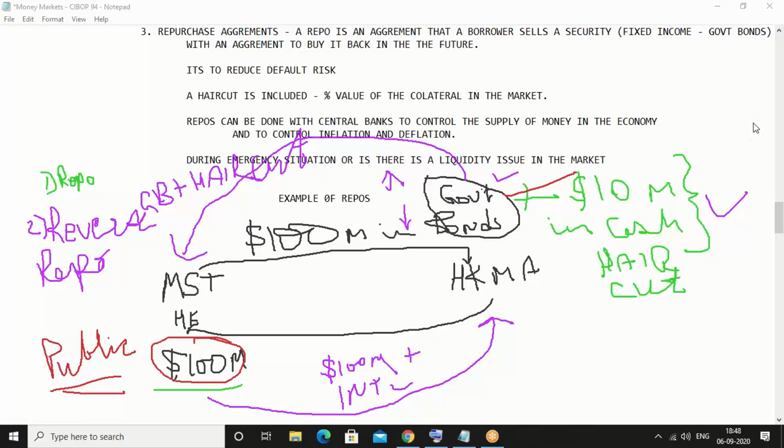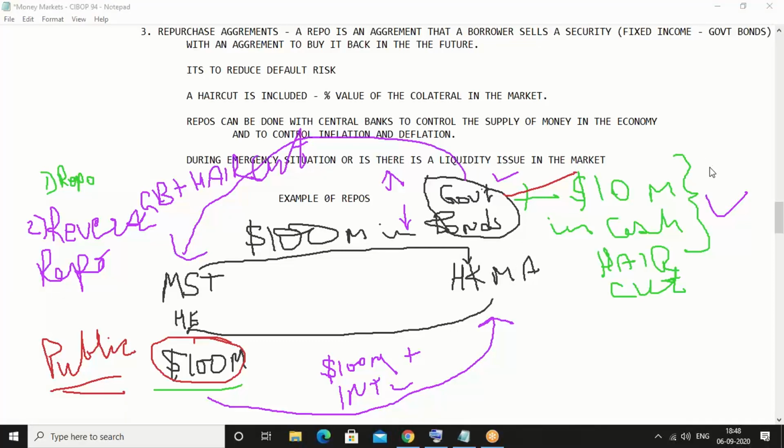And when we talk about repurchase agreements, it's largely done intraday based on my experience, okay? And repos can be done with the central bank to control the supply of money in the economy and control inflation and deflation. And when, for example, Morgan Stanley is going out to HKMA, it's because there's an emergency situation or there's a liquidity issue in the market. That is why they're doing this, okay?